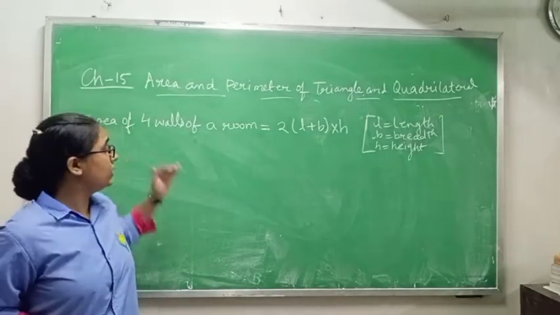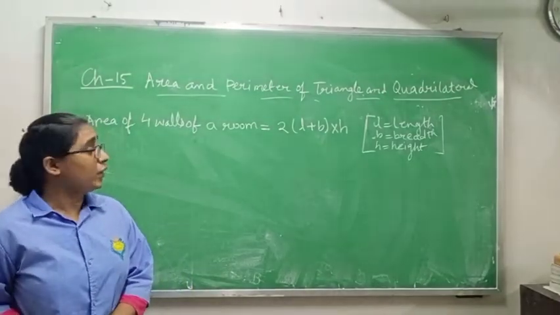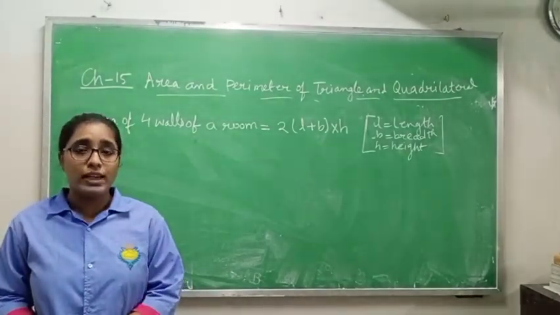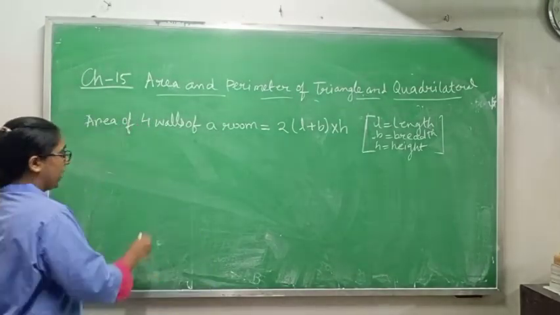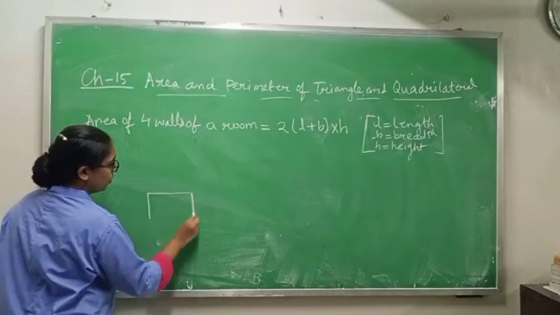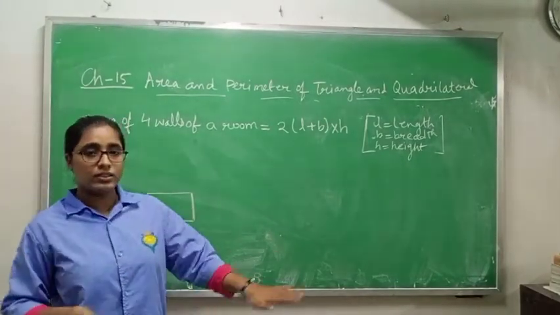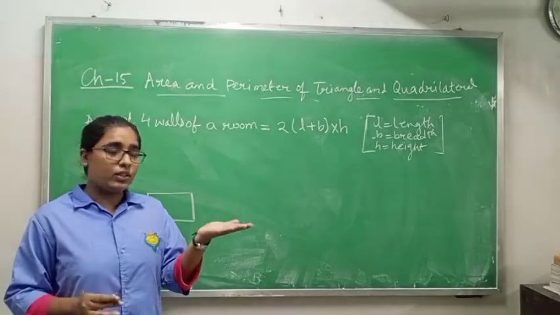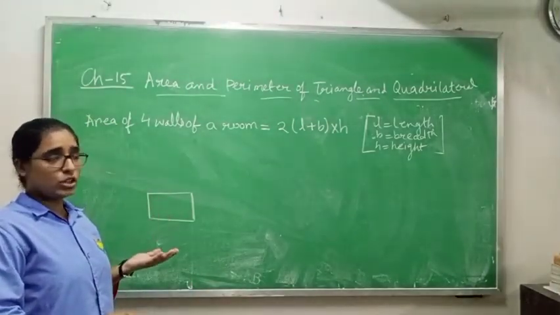But you have to know only this formula: when they give you the area of 4 walls of a room, then the formula is 2(L plus B) into H. I am telling you why. Suppose this is our floor. Floor means the base. It is always rectangle in shape, sometimes square in shape also.